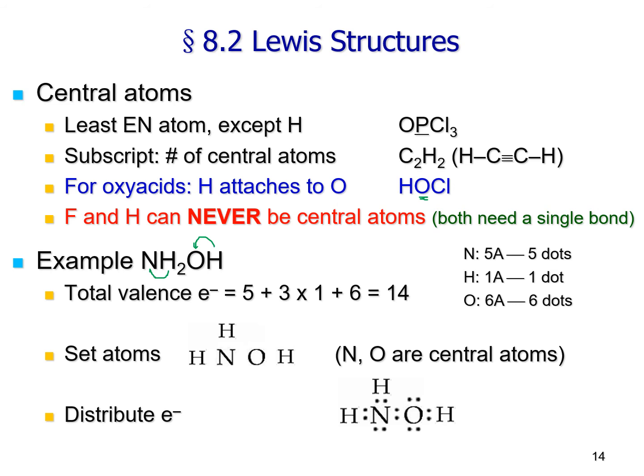So from this loose structure of this molecule, we realize every atom is stable, because nitrogen and oxygen attain an octet, and hydrogen reaches the duet.